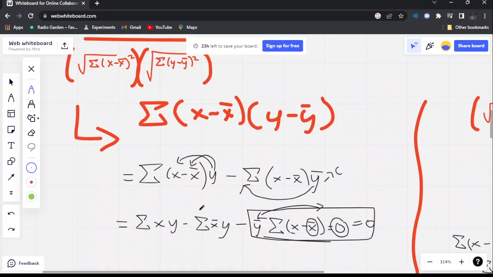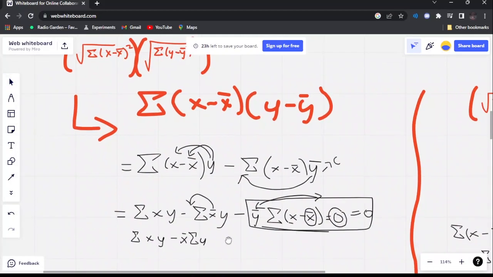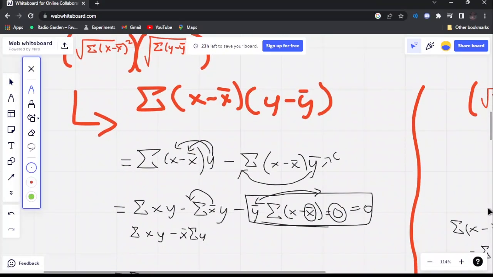So the summation of xy is still the summation of xy. Next is this term right here. So we can actually put x bar on the left of our summation. So we can put this outside of our summation. So we would have x bar, then summation of y, right? Now we can also rewrite the summation of y into something. So we would have here summation of y.